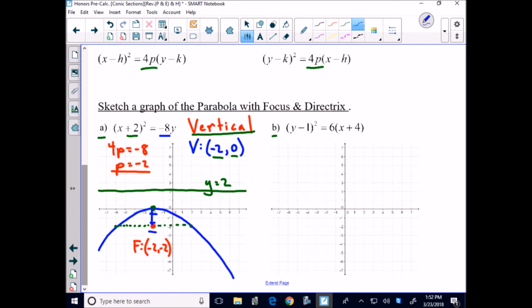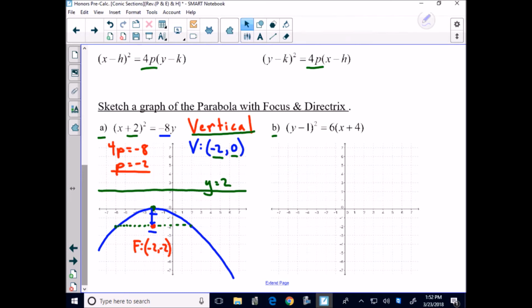So right here, -2 is the length p, and that means we're going down to the focus, right? And that would mean that we're going backwards up to the directrix, right? So we can graph both of those pretty quickly. Now, after that, we've basically gone through and graphed the vertex, the focus, and the directrix.